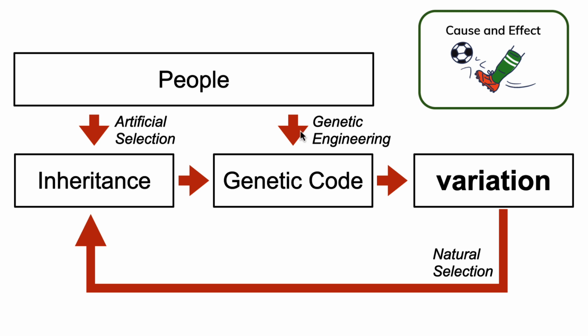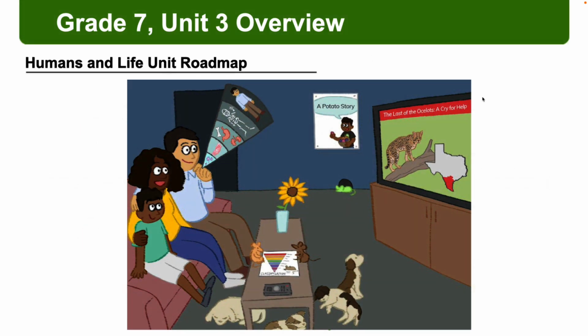In high school, students are going to keep adding boxes. How does inheritance cause differences in DNA? How do differences in DNA lead to differences that are expressed in variation? That's what science is all about, adding boxes as we expand our understanding. Let's look at how all this fits together in this unit, chapter by chapter.